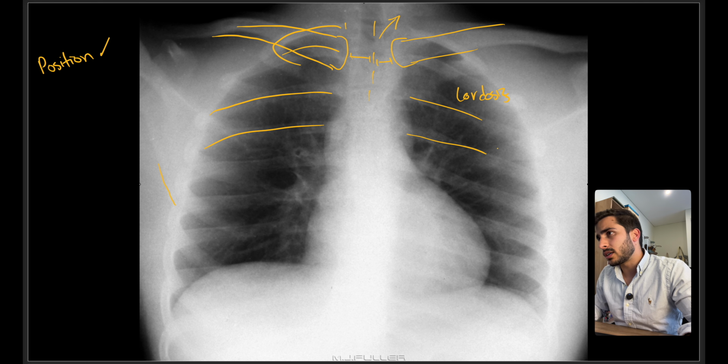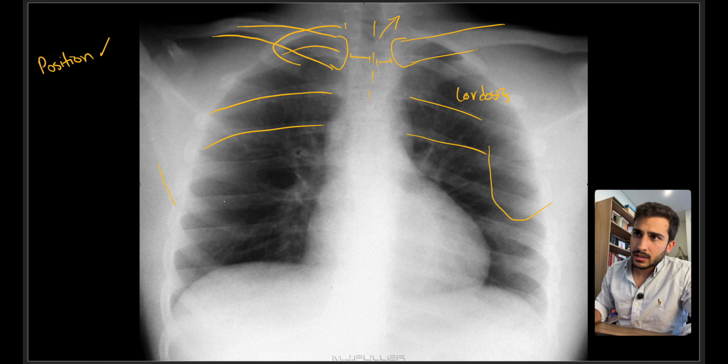It's almost very hard to tell. I might say that's the edge of the scapula, and it's very difficult to see the one on the right hand side, but that's position. The next one is area. Is the relevant area covered?